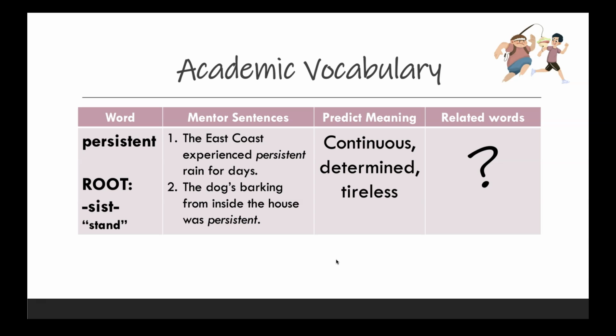If you said continuous, determined, and tireless, you are correct. Now, 2 to 3 related words. Persist, exist, and resist. Persist actually is the root word within persistent, and it means to continue, to be determined, or to be tireless. Exist means to be, which if we're tying it into stand, if you're existing, you're standing your ground, you're there.